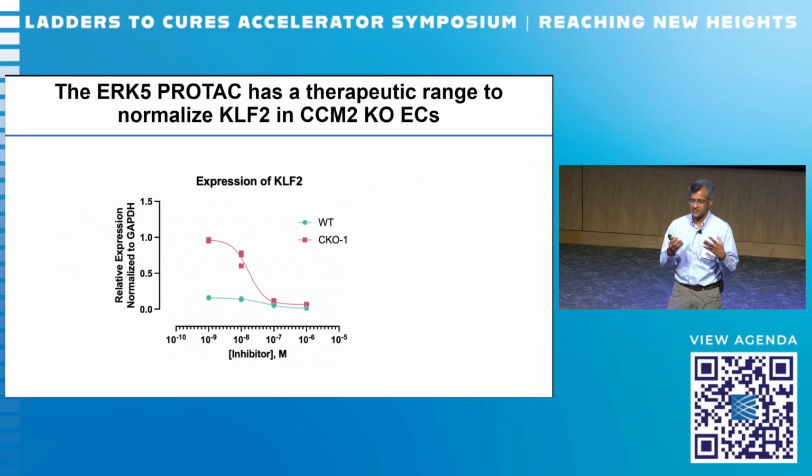And so we tested their ERK5 PROTAC. And there is a therapeutic range where you could take the CKO or CCM2 knockout cells, and they will normalize KLF2 expression, whereas wild type cells will have a minimal response to KLF2 expression. So we found this to be a possible targeted therapy to the central mechanism that might be promising for CCM, and we'd like to expand that work.